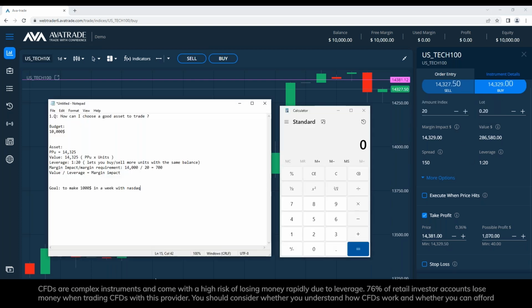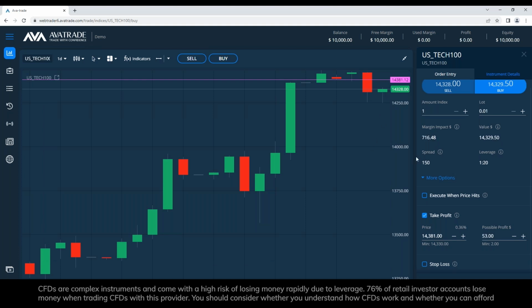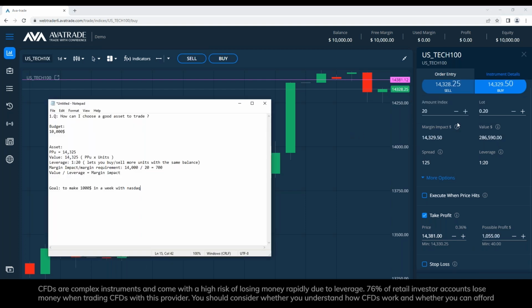if you remember, a minute ago I explained to you that this is the figure that I must comply to. So yeah, 1 unit, 700, sure. But if I have 1 unit and it moves 50, I'm going to make 50 and not 1,000. So to make 1,000, I need 20 units. In this case, Nasdaq, is it still a good asset for me to trade for this goal that I stated, for this plan that I have?